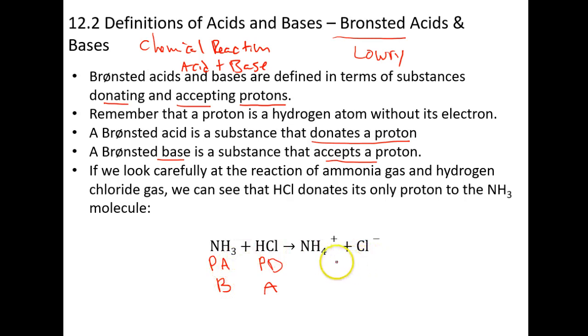Okay, and the way we know that is by looking at the products. Look what happened. The NH3 accepted a proton and went from 3 protons to 4 protons. And look, it also gained a plus charge. Why did it gain a plus charge?